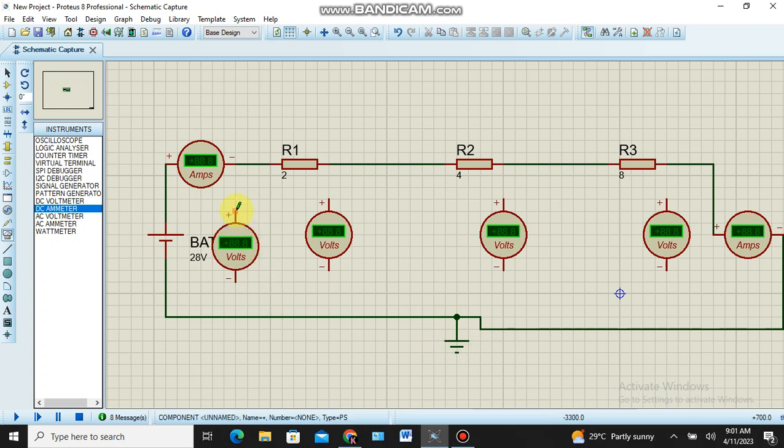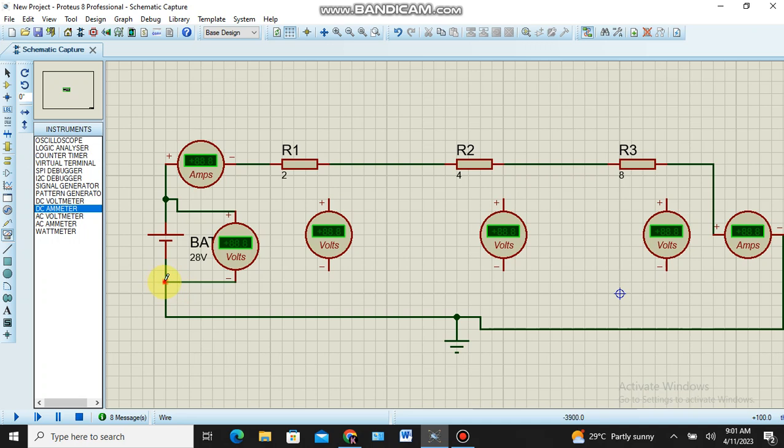Parallel connection means the starting end is connected with the starting end, and the ending end is connected with the ending end. So I finish the series connection. You must know that the ammeter should be connected in series, so I have to make it.